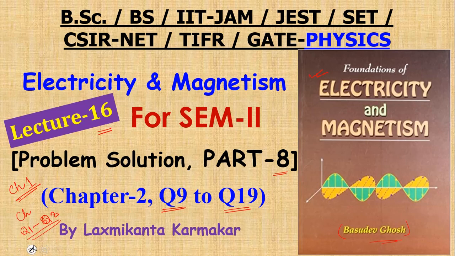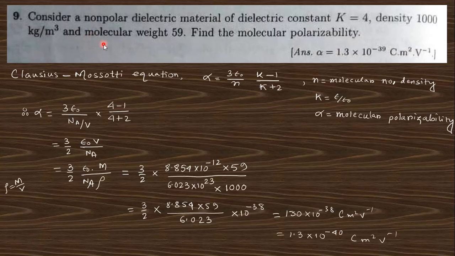So let's start with question number 9. It says: consider a non-polar dielectric material of dielectric constant 4. The density of these molecules is given, and the molecular weight is 59. So you need to find out the molecular polarizability.